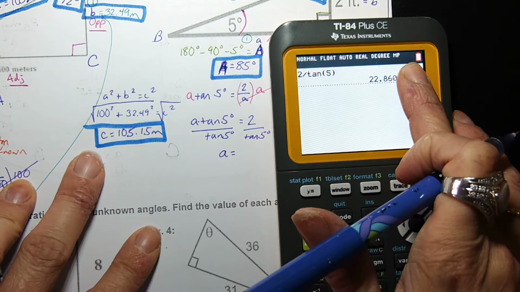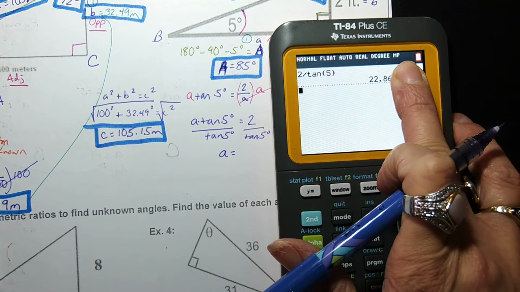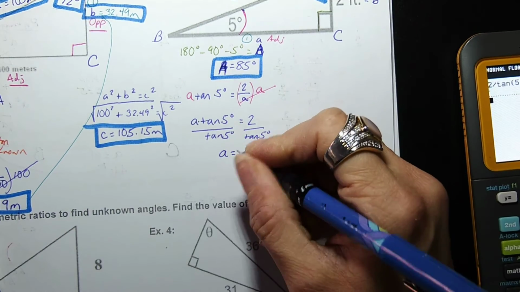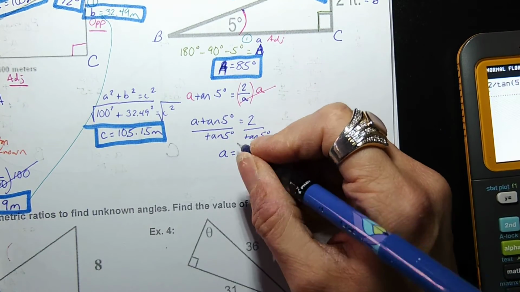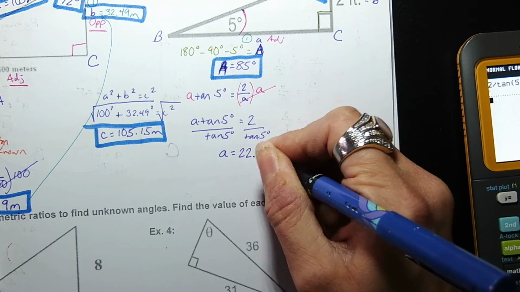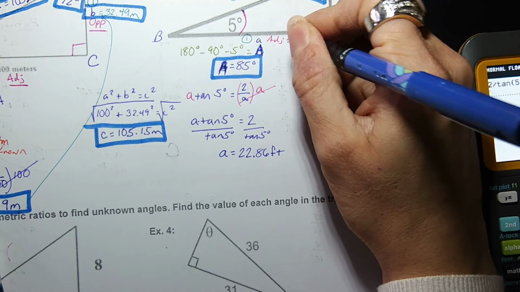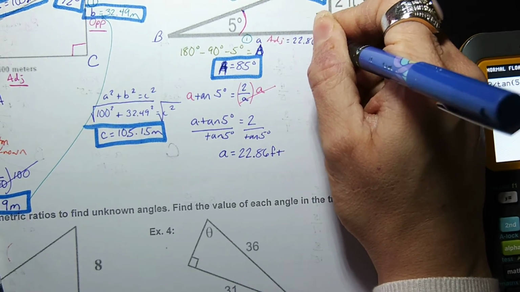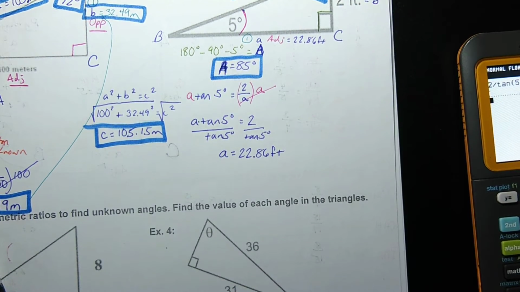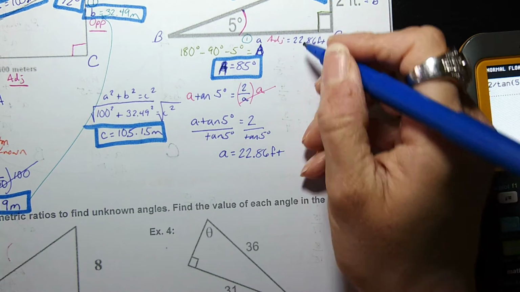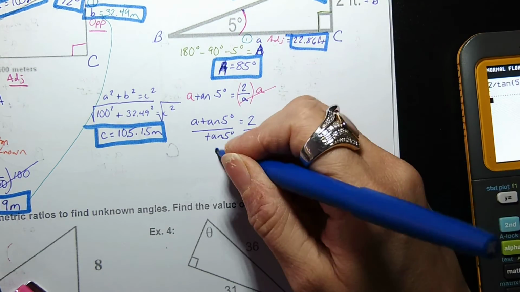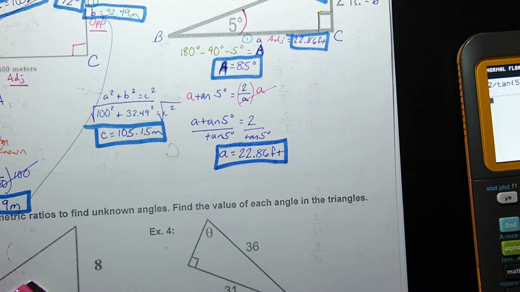Third digit is a 0. That's not going to do anything for us rounding wise. So 22.86. 22.86 what? Feet. So 22.86 feet. So wait, is it 2 divided by the tangent of 5? Is your mode in degrees or in radians?